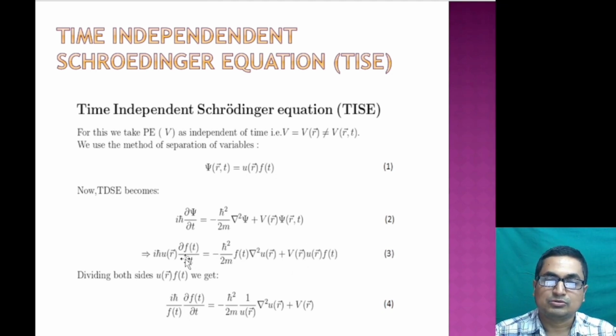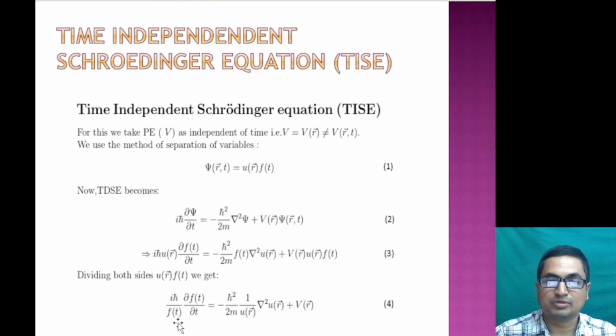So u(r) comes outside because of the partial differentiation. Psi has both u and f, and since u is independent of t, u will definitely come outside of this differentiation. The same is true in the case of nabla squared acting on u times f. The nabla squared will affect only u, and f will simply come out as a constant out of the differentiation. So that is equation 3.